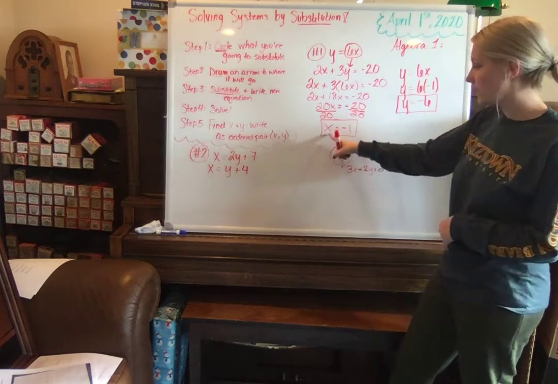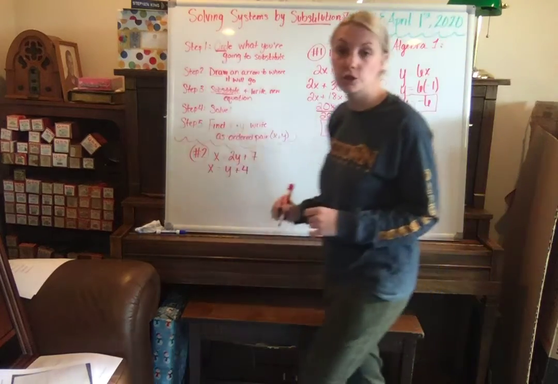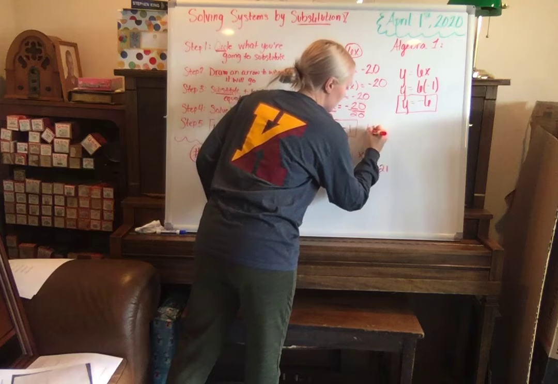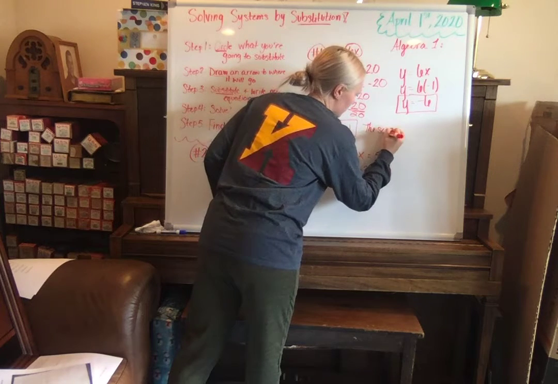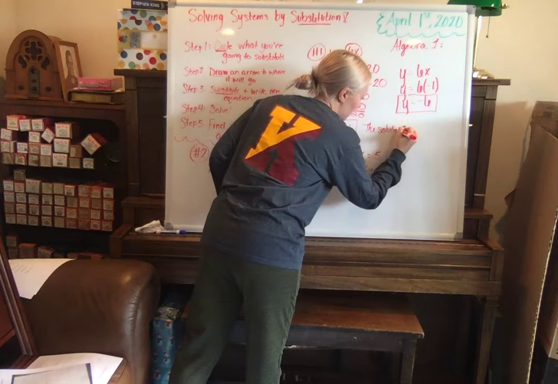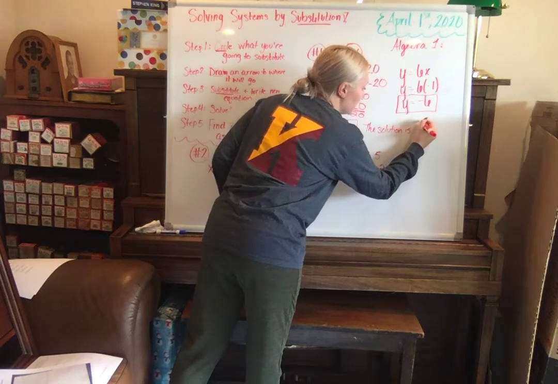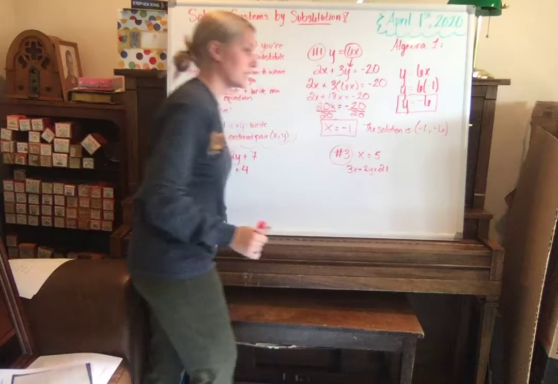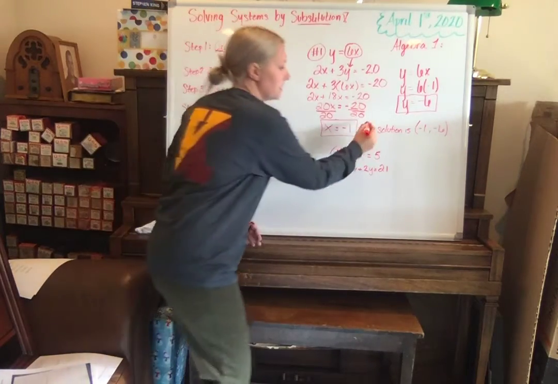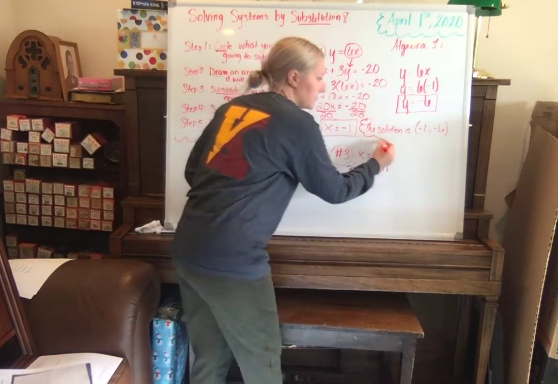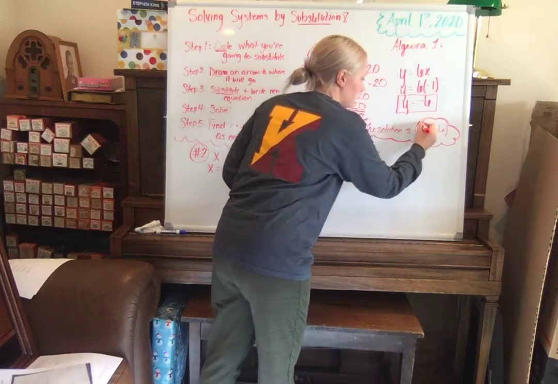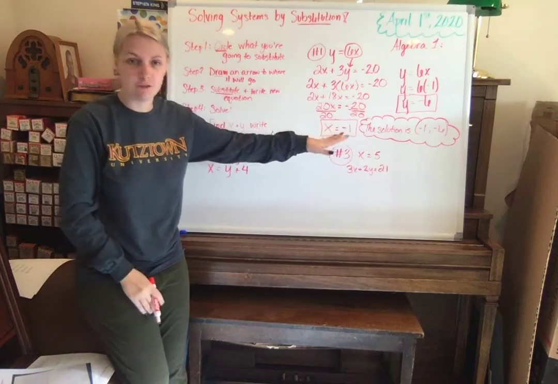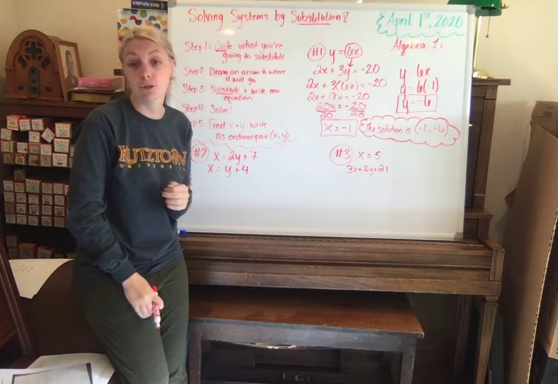So now we have our x value and our y value. All we need to do is write them as an ordered pair. The x's come first. So the solution is negative 1, negative 6. This right here, the solution is negative 1, negative 6, is your final answer. Ordered pair is also just fine. I just like to write out that the solution is that.